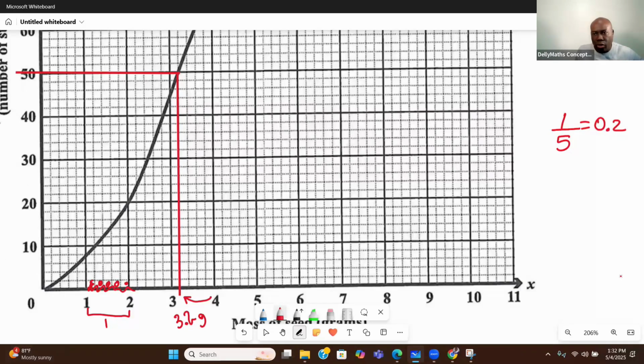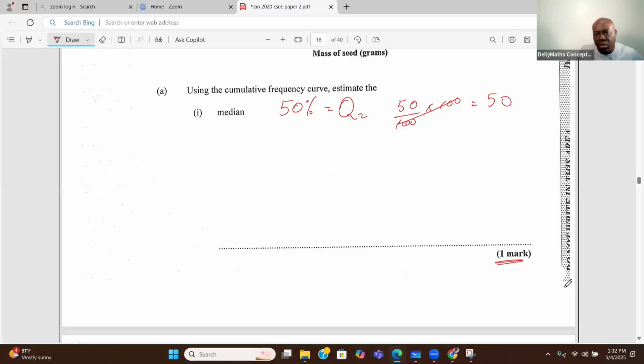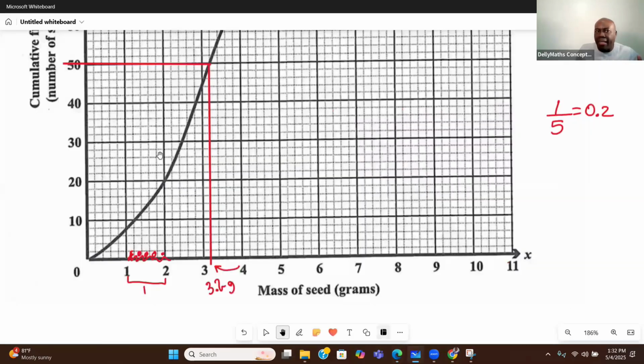Everybody good with our 3.2 right here? You pick up your 3.2, and that's going to be the response to the question. So you will say 3.2 grams. And I am saying they want to see this. They want to see you drawing these lines, okay? They want to see it. You have to do it.